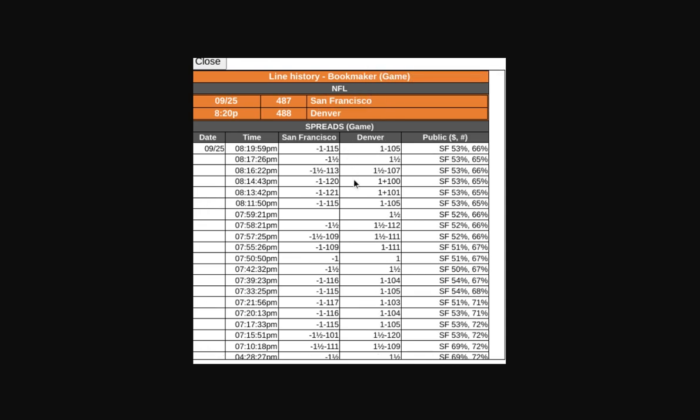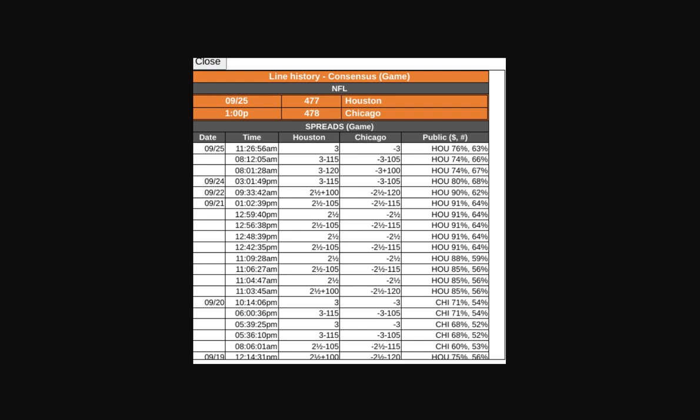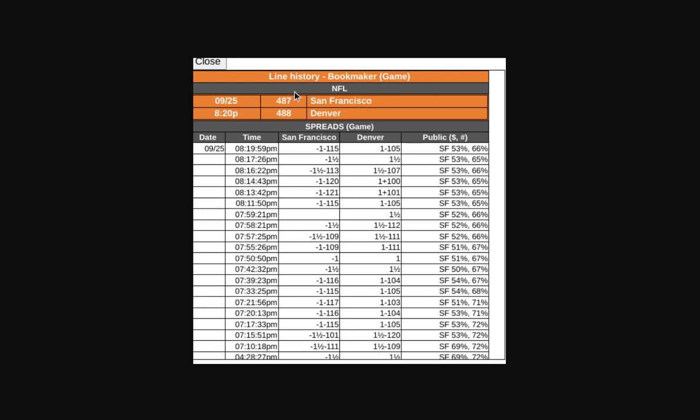Where are we at? Okay, San Francisco, Denver. Great example of reverse line movement. My power rankings had San Francisco -4, small favorite there. And check out this line movement here. You had 66% of the general public on San Francisco. Look what happens late, y'all. Line kind of bounced around here a little bit, and then the last move there was down to +1.